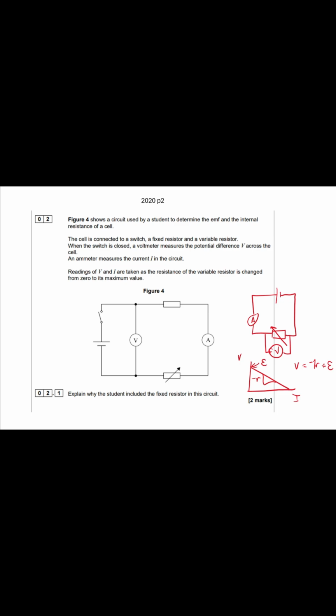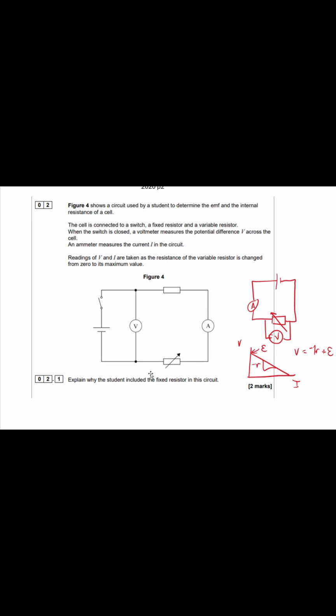Now, the question here, well, this one has got an extra resistor in there. So the question is why? Well, when you have the resistance of the variable resistor really low, because you want low voltages for your graph, the current is going to be really high, such that the extra current in the circuit could cause it to overheat. That goes back into the power supply, causes a short circuit, and so on. So any words to that effect.